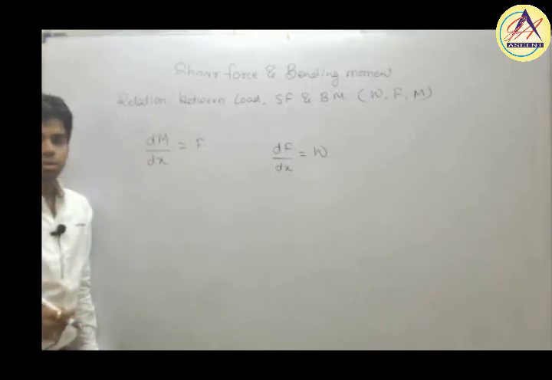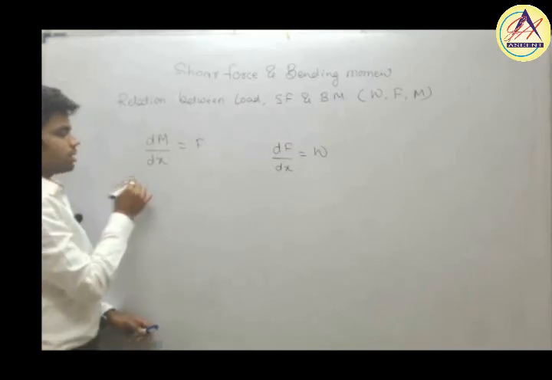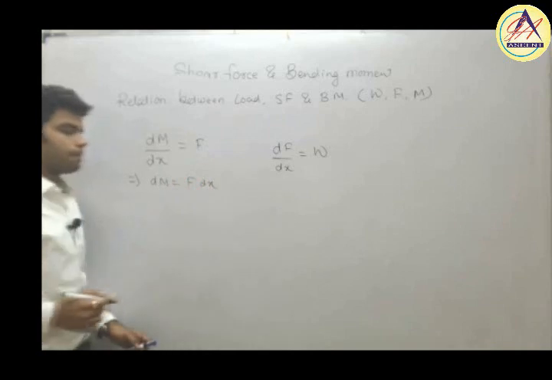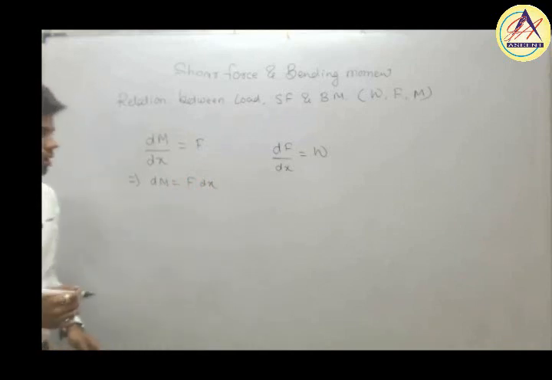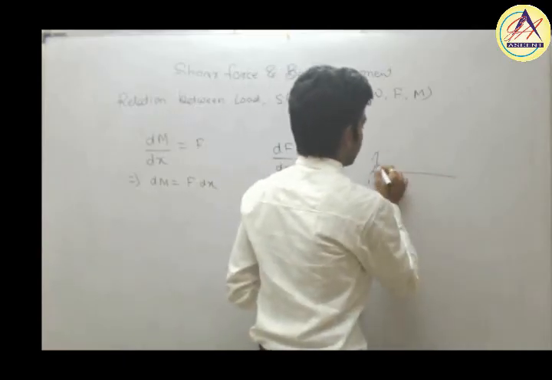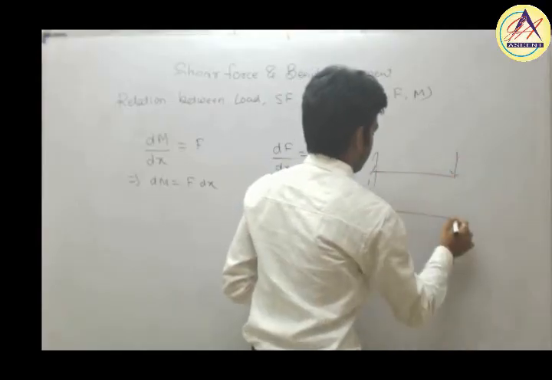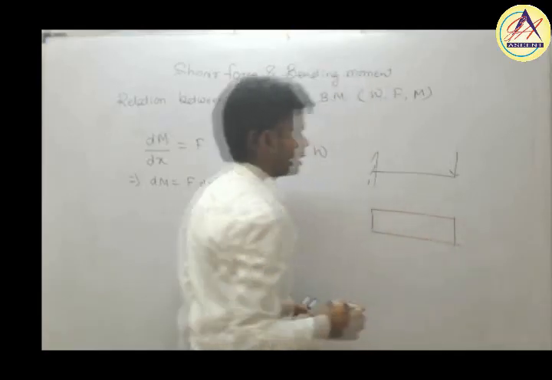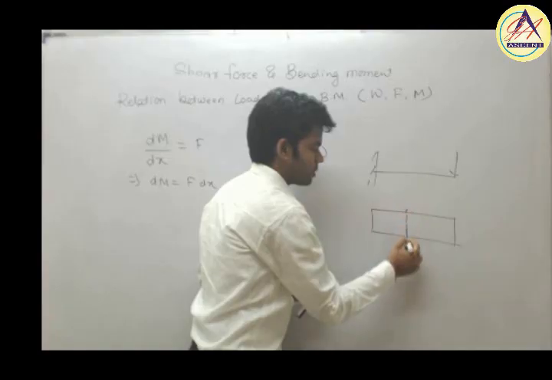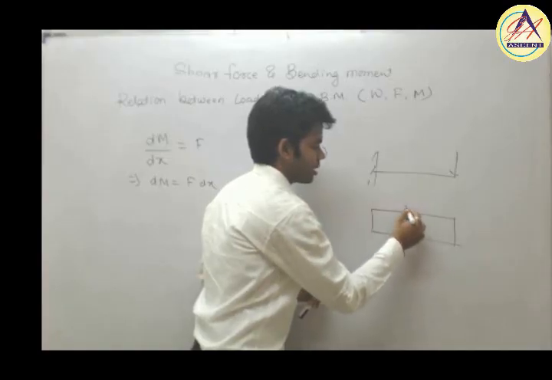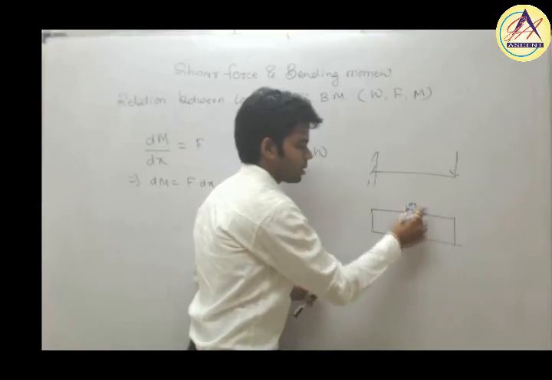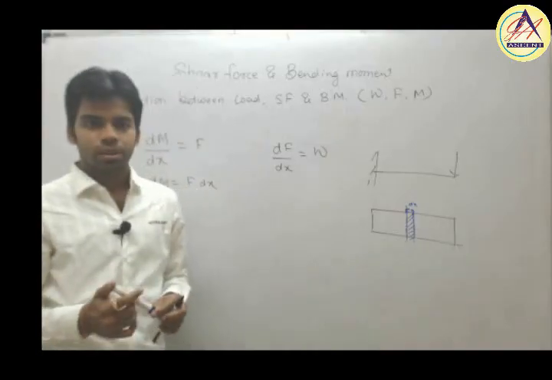dM by dx is equal to F, shear force, or we can say dM is equal to F into dx. Okay, what is the meaning of this F into dx? Suppose this is a shear force diagram. F into dx means F is shear force into dx. dx means a small distance. So what is the meaning of F into dx? This small area. Getting this?